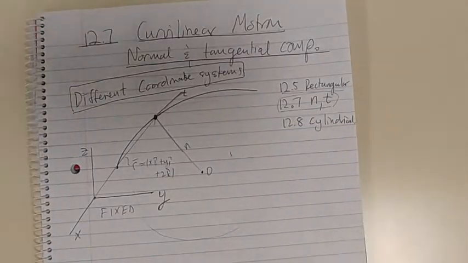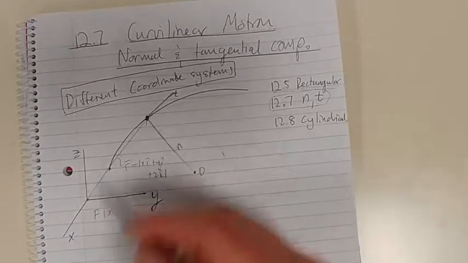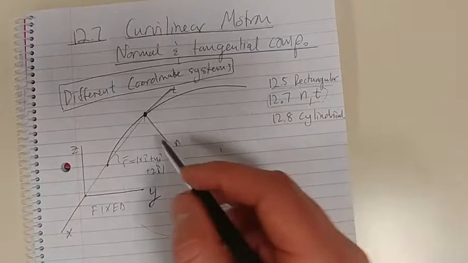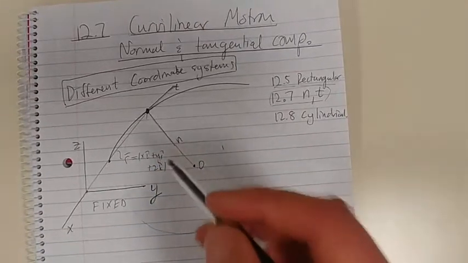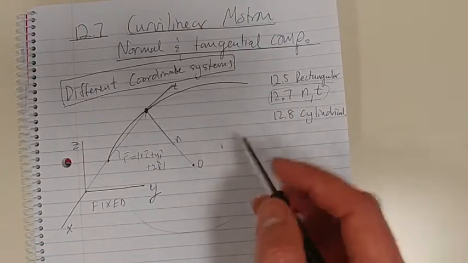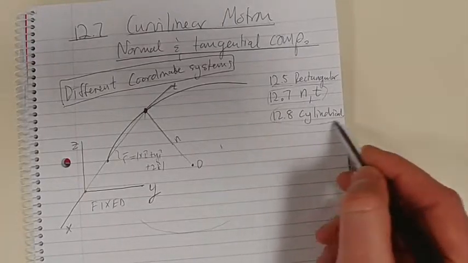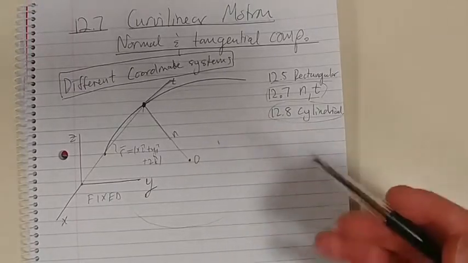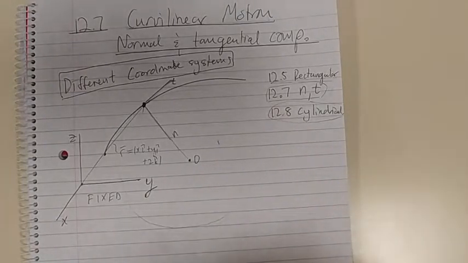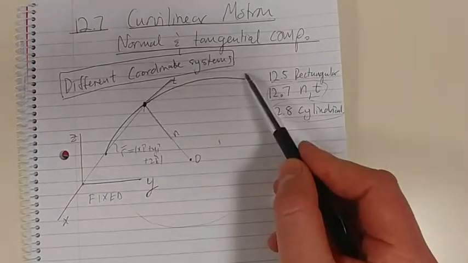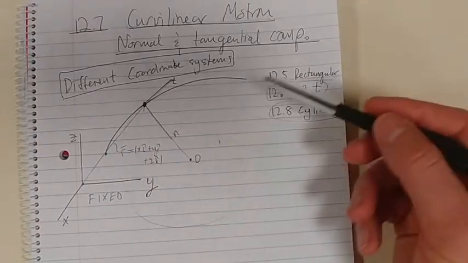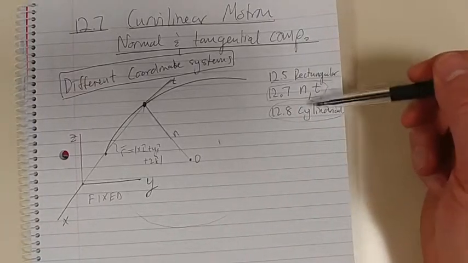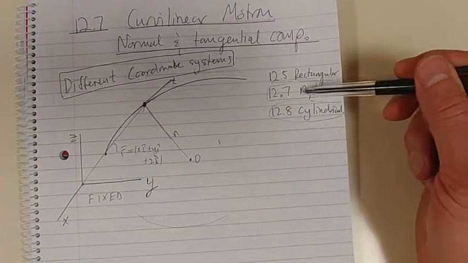I'm just trying to give you a bit of a bird's eye view. Depending on the problem, we can use the rectangular coordinate system, or the normal and tangential coordinate system, which we're covering in these next few videos. Also, in 12.8 there's another type of coordinate system, the cylindrical coordinate system, which can be applied if we have different information. So the point is, we can have exactly the same motion, but based on the type of information we have, it might be better to use one system over another.